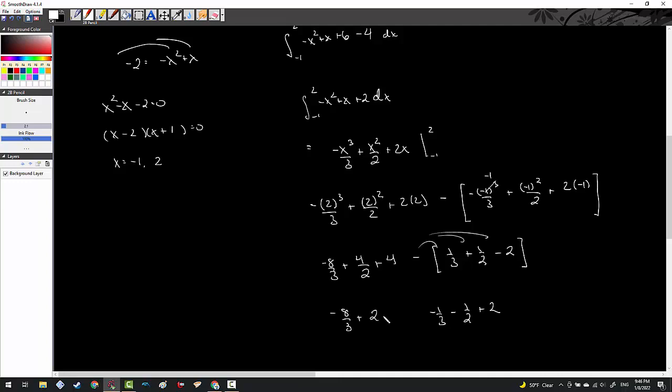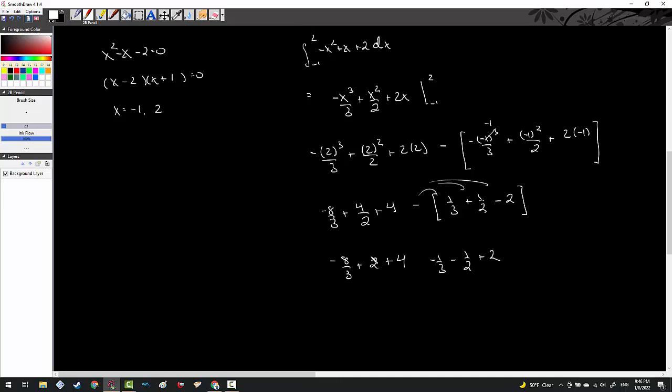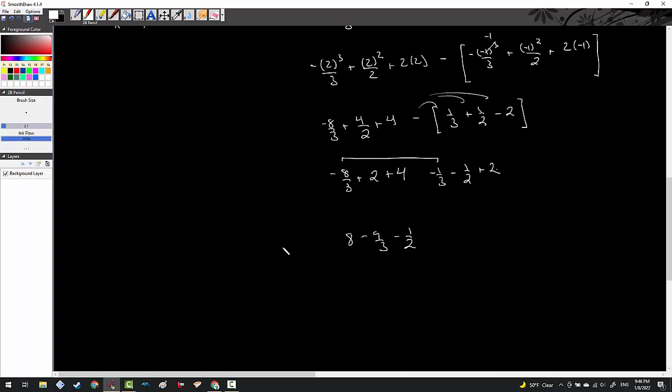I'm going to try and combine as many like terms as I can before I do that. So 2 plus 2 is 4, plus 4 is going to be 8. This 8/3 is going to combine with this guy to become minus 9/3 minus 1/2. So what's that going to ultimately become? This is 3. So that's going to become 5 minus 1/2. In other words, 4.5 or 9/2. And I believe that is one of the answers on that problem.